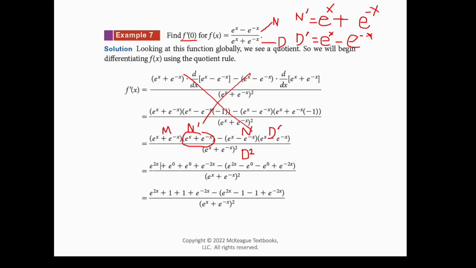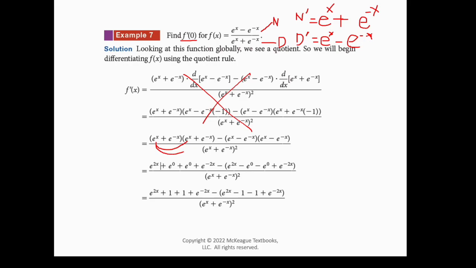Okay, when we start cleaning this up, we're going to have to FOIL. So let me clear this out so we have room. Even though this looks unusual, I know we're used to multiplying polynomials like this, and we haven't done exponentials like this yet, but it follows the same rules. So I'm going to take e to the x times e to the x. Now, when our bases are the same and we multiply, we add the exponents. So that's going to be e to the 2x.